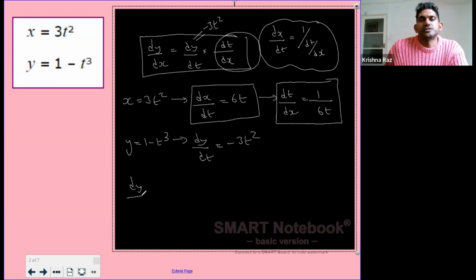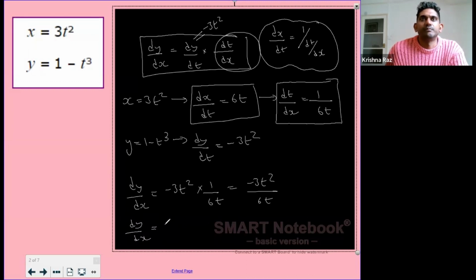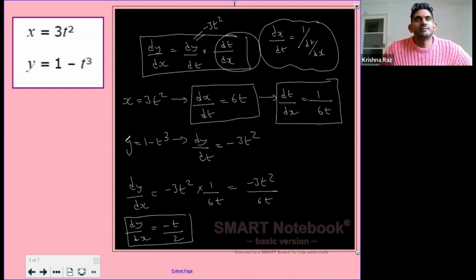So the gradient function dy by dx will be dy by dt, minus 3t squared, times by the reciprocal of 6t, which is dt by dx, which is 1 over 6t, which will simplify to minus 3t squared over 6t. Clearly, we can cancel that down, and we'll get minus t over 2. So that would be the gradient function there. Let's do the second example.